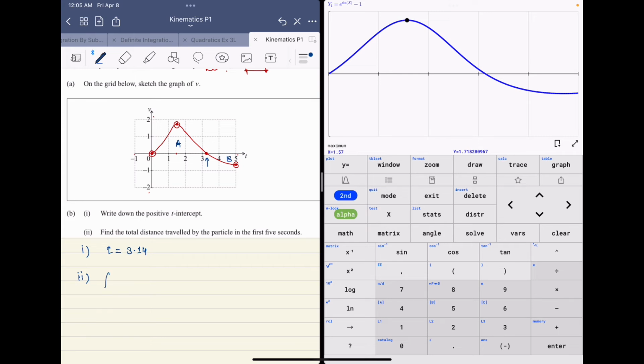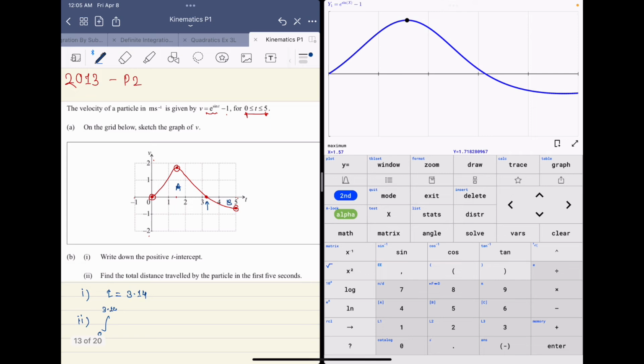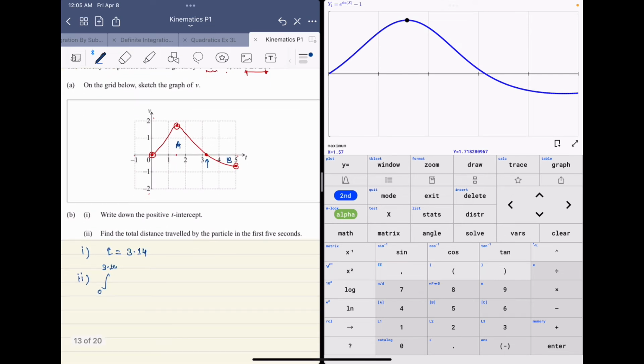So I'm using integration. Lower limit for A is 0, upper limit is 3.14, and the integrand is e raised to sine t minus 1, or you just write v dt. But for the second area, I will use the absolute function. Again, 3.14 is the lower limit and upper limit is 5, and e raised to sine t minus 1 dt. Find both areas separately.